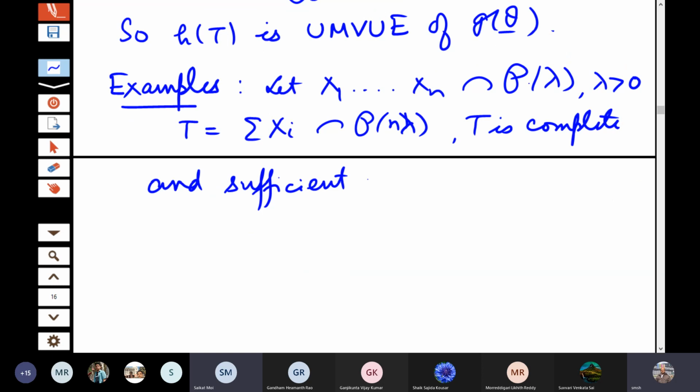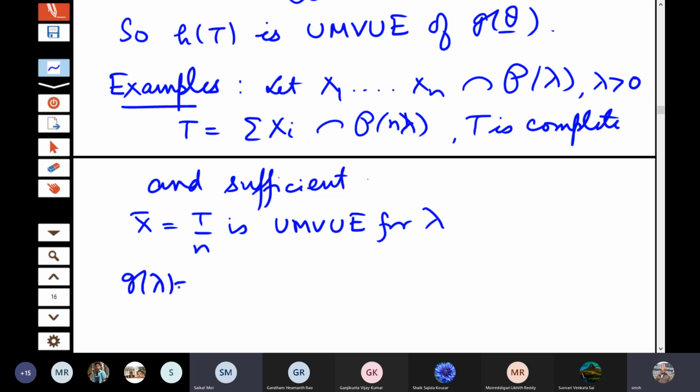So of course for lambda we have x bar. This we have shown using RCLB also. But suppose I am taking g lambda to be lambda square. I am just changing my problem. Can you tell me the answer here? Can you construct an unbiased estimator based on T, which will be UMVUE for lambda square? I'm just asking you now because the distribution theory I have written here itself. So you can just see.